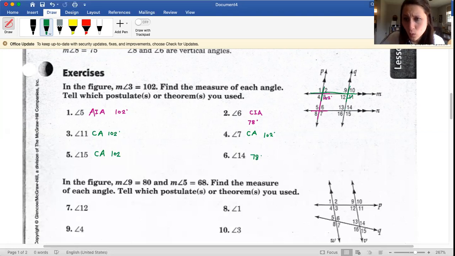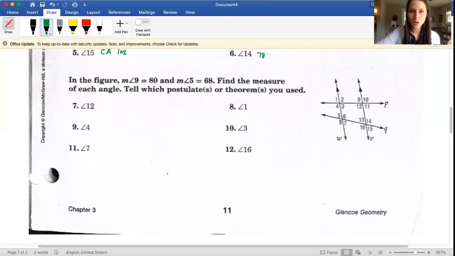You could say that angle 2 and 102 are linear pairs, and then 2 and 14 are corresponding angles, or you could say 102 and 12 are consecutive interior angles, and then 12 and 14 are alternate interior angles. So you kind of have to jump through two hoops to get to the final explanation of why those are the certain degrees that you've given it. So why don't you guys pause the video and do 7 through 12 and see what you get.